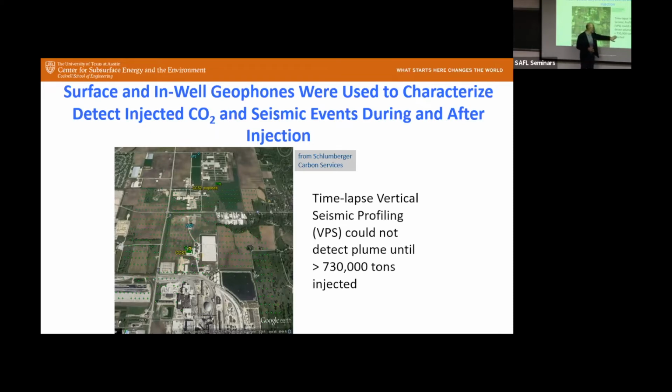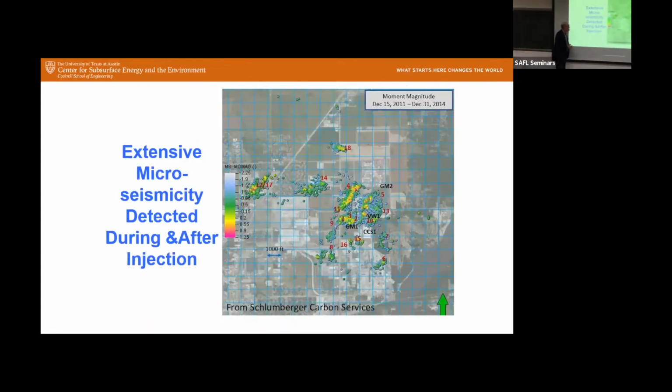But they couldn't detect the CO2 plume until they had 730,000 metric tons down there. And so it was really insensitive to the CO2. So it wasn't a good method to monitor that. But what they did find was a lot of microseismic activity. And so the numbers represent the sequence that the microseismic activity occurred, and the color represents the magnitude.